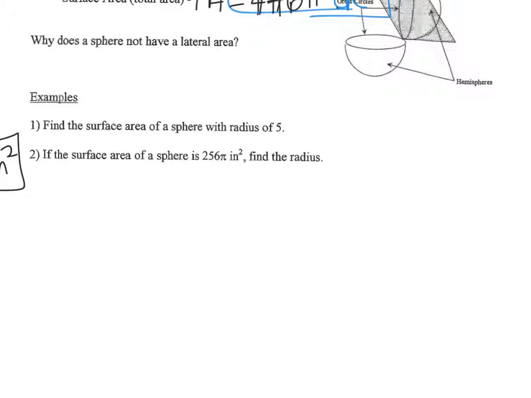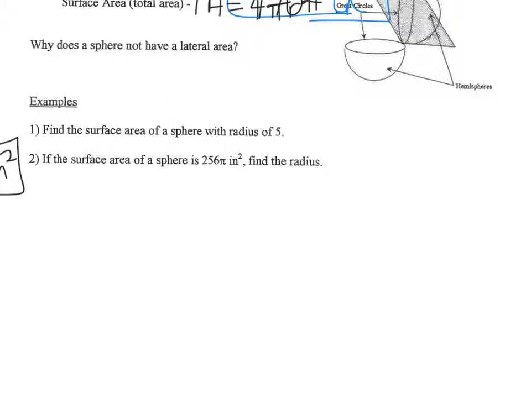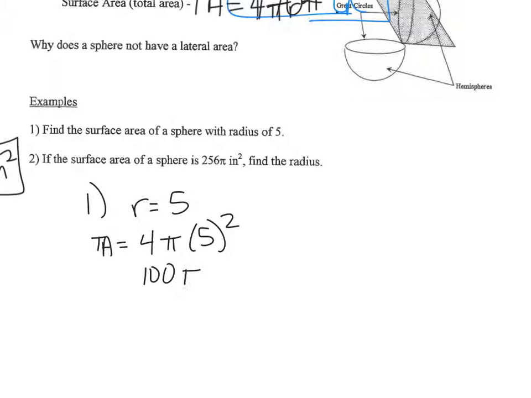So we're going to find the surface area of a sphere with a radius of 5. So for number 1, we have a radius equal to 5, and when we plug that into the formula, we have 4 times pi, so total area, 4 times pi times your radius squared. So we have 25 times 4, 100 pi, and they did not give us a unit, so we'll say units squared for number 1.